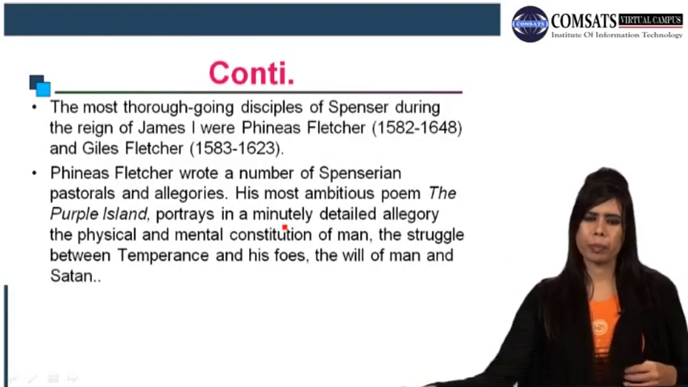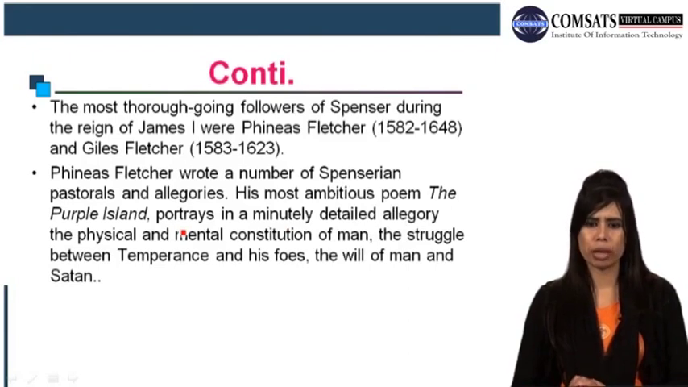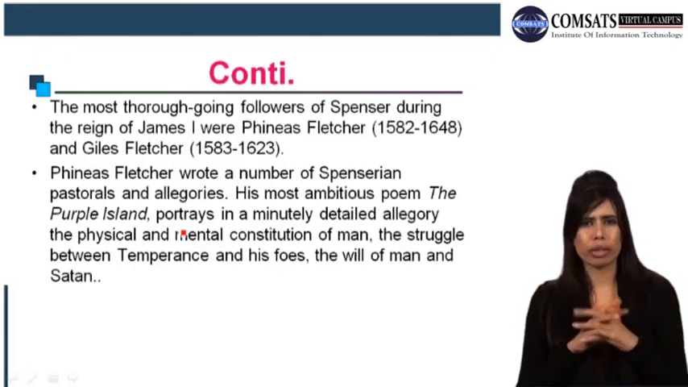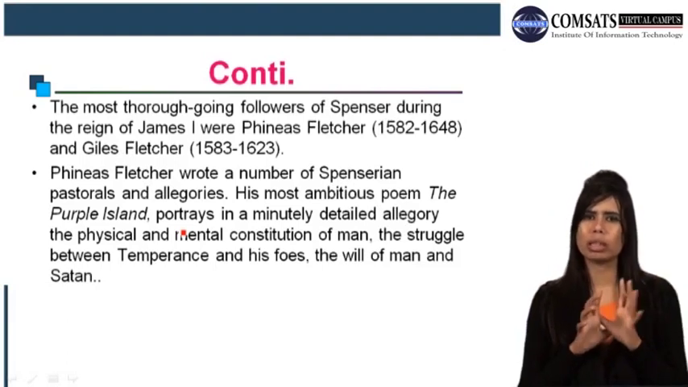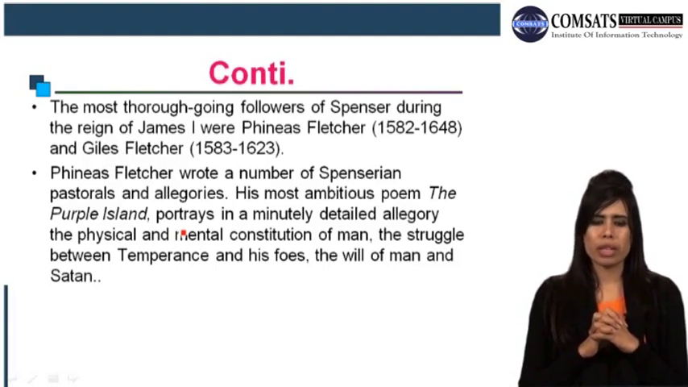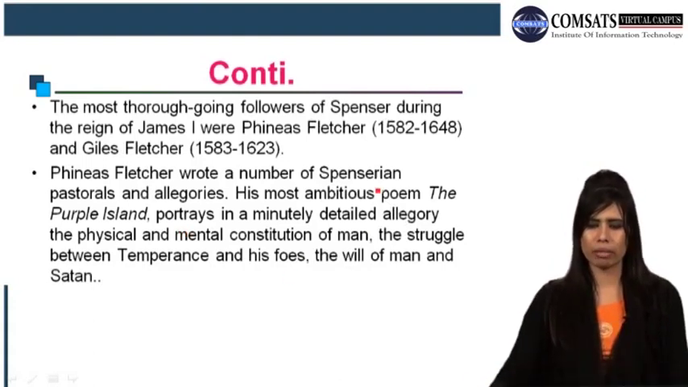The most thoroughgoing followers of Spenser during the reign of James I were Phineas Fletcher and Giles Fletcher. So they were brothers, fine. So basically during the reign of James I, these two brothers were the followers of Spenser. Phineas Fletcher wrote a number of Spenserian pastorals and allegories. His most ambitious poem, The Purple Island, fine.